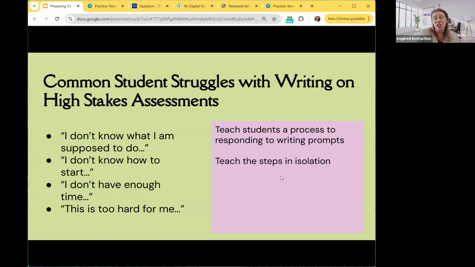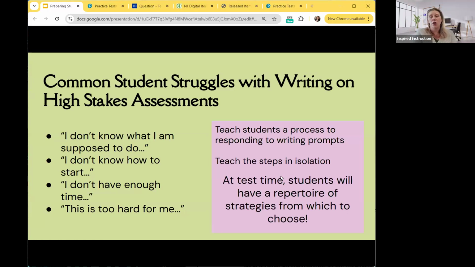So my suggestion is to teach the steps in isolation, one step at a time. And it might be over a series of weeks, over a series of months. I know we're getting close to test taking time now, but thinking going forward, this is something I started with my kids in September. And we would start from the very beginning and just work our way through.